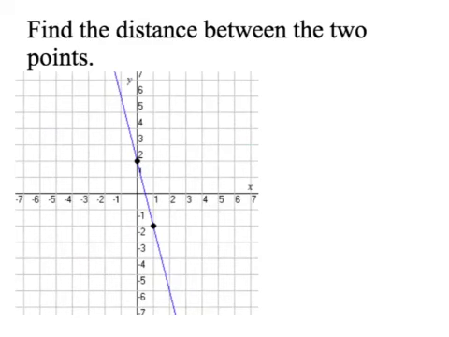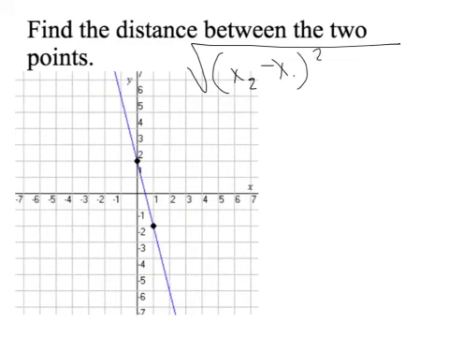So this is when it gets a little bit more complicated. This is when we're going to have to actually use the distance formula, because notice we have a slanted line this time. We don't have a horizontal or a vertical line, so we can't just count spaces. So we're going to have to use that distance formula. I'm just going to rewrite our formula. So our formula is the square root of x sub 2 minus x sub 1 squared plus the quantity of y sub 2 minus y sub 1 squared.